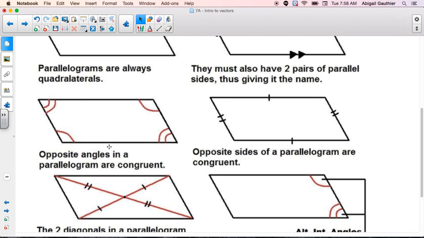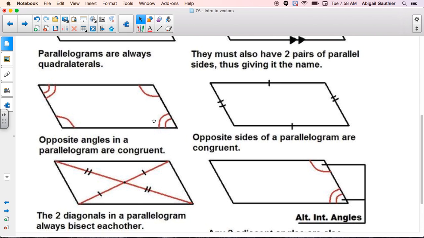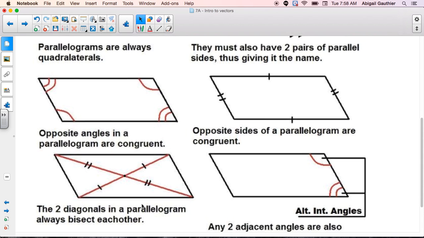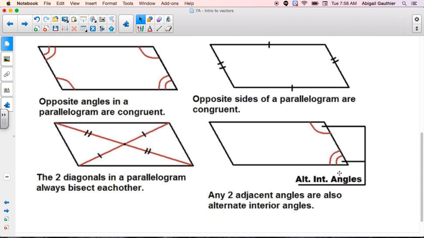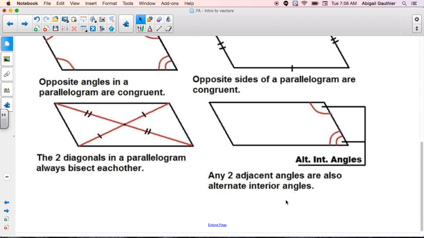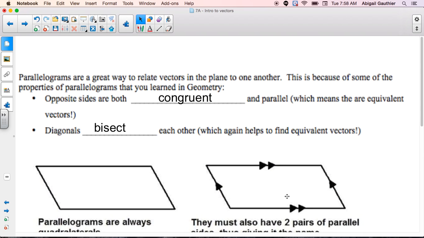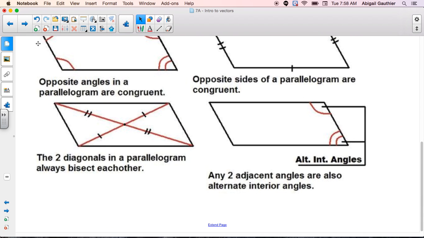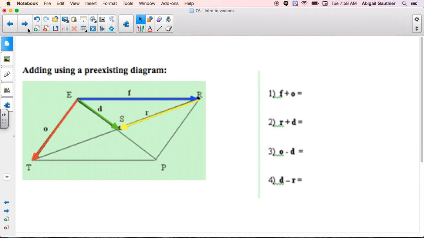That's going to help us next time when we do some more math with our vectors. The opposite sides are congruent. Diagonals bisect each other, and actually adjacent angles are supplementary, meaning they add up to 180 degrees. All right, how's that going to help us?